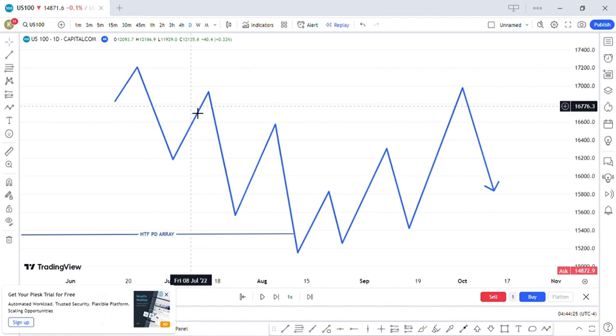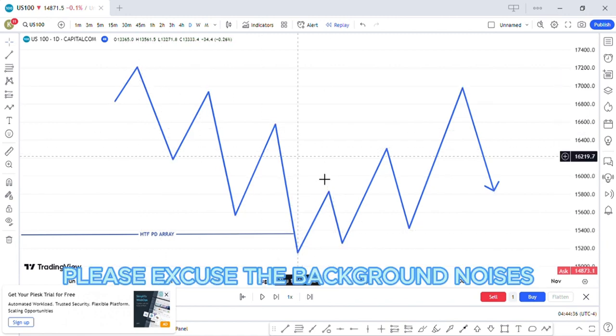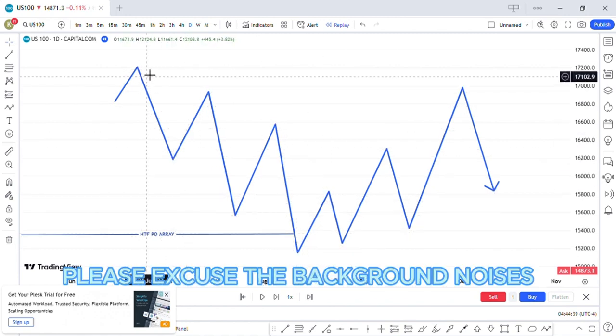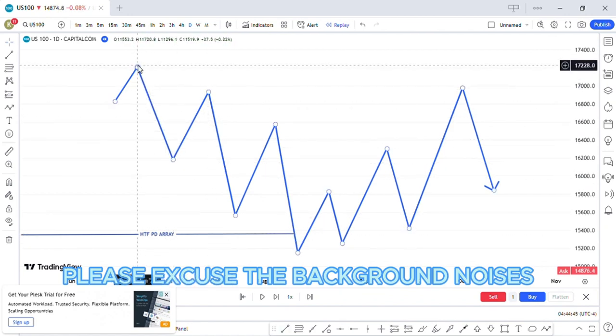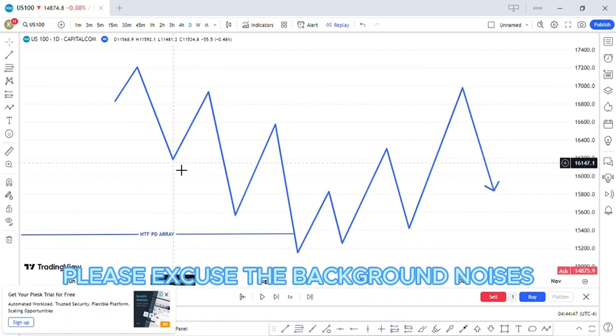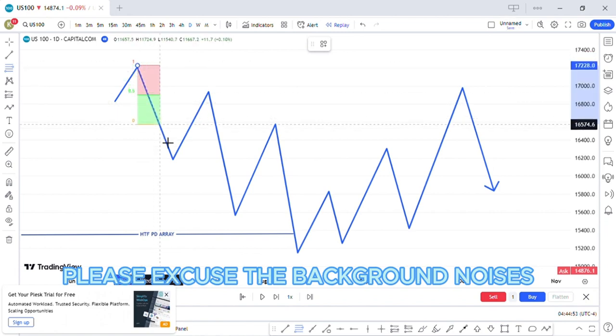What you will look for is a dominant swing, a dominant leg, or a dominant displacement. What do I mean by displacement? If you look at the example on your screen, from this high to this low, this is a displacement. You're going to look for the high of the displacement and the low of the displacement. Then you're going to put on your fib here.